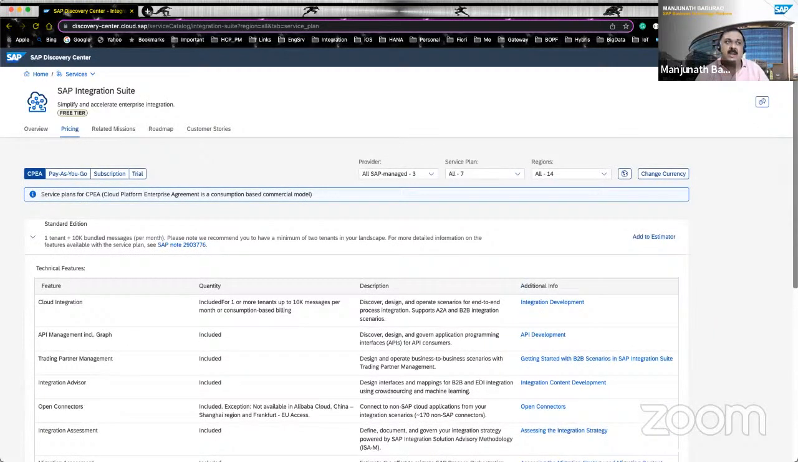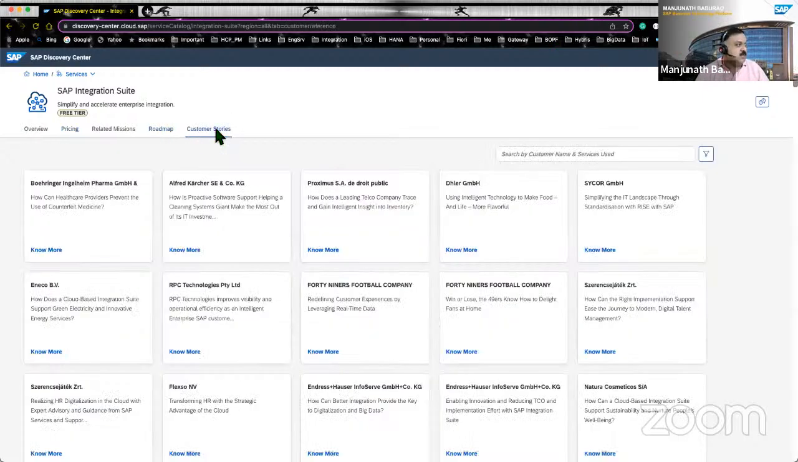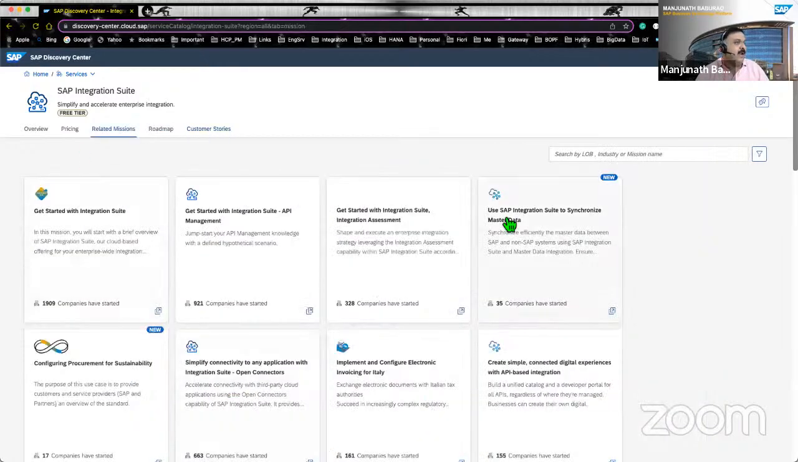You can also then, with the estimator tool that we have on the Discovery Center, create an estimate of different pieces of the puzzle. Like if I use this much of Integration Suite, this much of HANA, this much of AI capabilities, what will be my monthly bill kind of stuff you can see here. You can see a roadmap of the service. You can see some specific customer stories of customers who have utilized this particular service. And the second one is also you can see related missions.